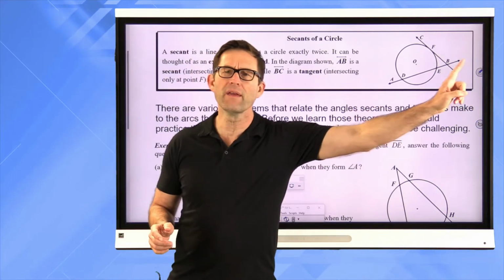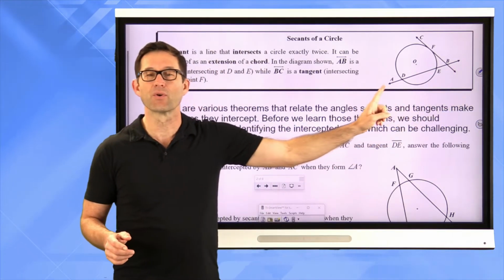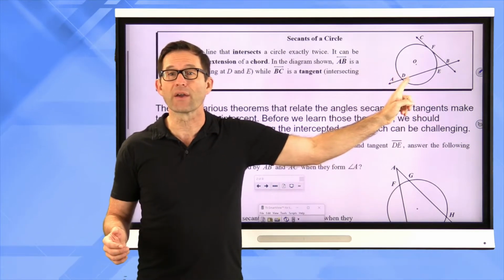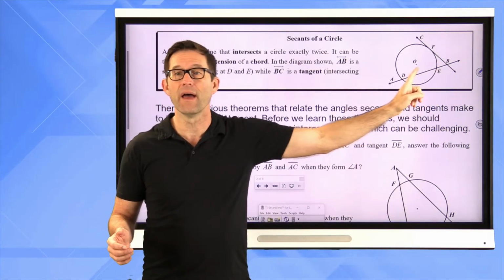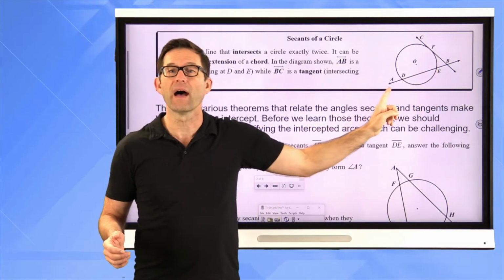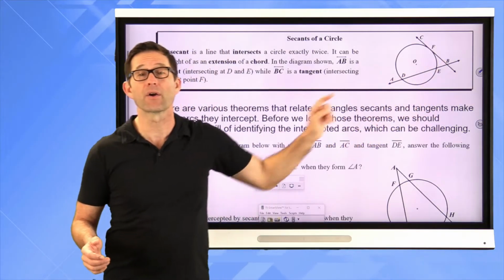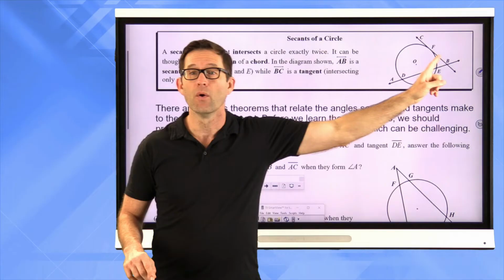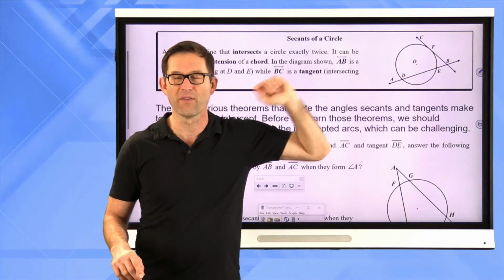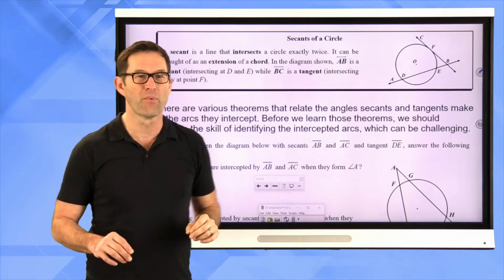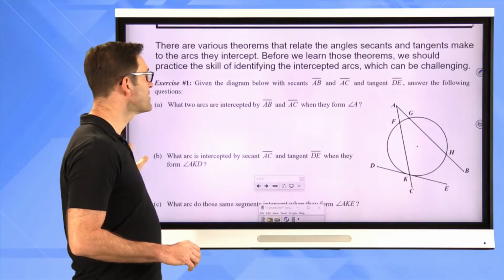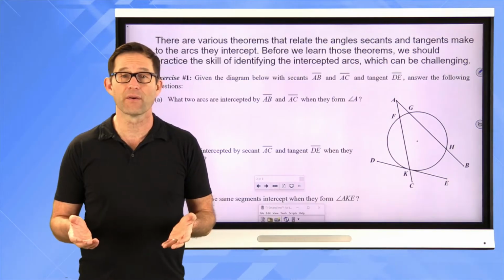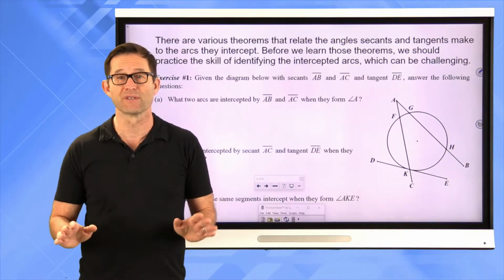All right, so secants are an easy enough thing to understand, right? They're a line or even a segment that intersects a circle twice, but so does a chord, right? So here we've got chord DE, with endpoints on the circle, but then we have secant AB cutting across the circle twice, as opposed to tangent BC, which just nicks the circle right there, just touches the circle at that one point. Now, there are various theorems that relate the angles secants and tangents make to the arcs that they intercept, and we'll get into those theorems in just a bit.